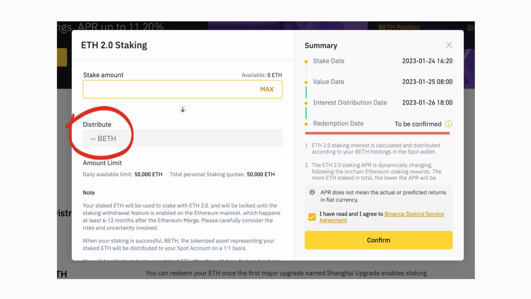In addition, during the staking period, the certificate token reward will be distributed daily based on the holding amount of certificate token to spot account. In the future, Binance will open the certificate token trading and withdrawal function.